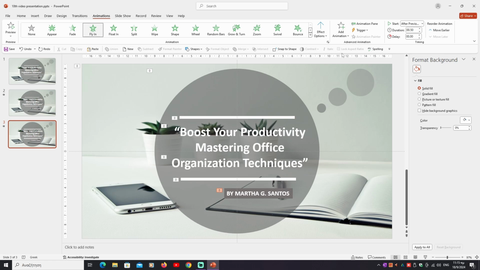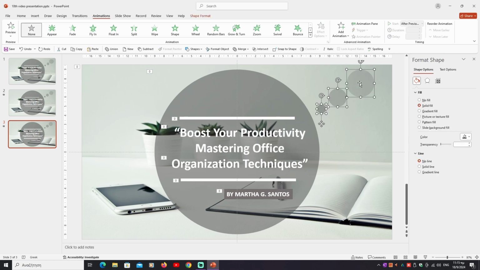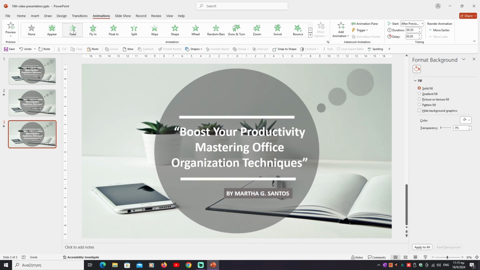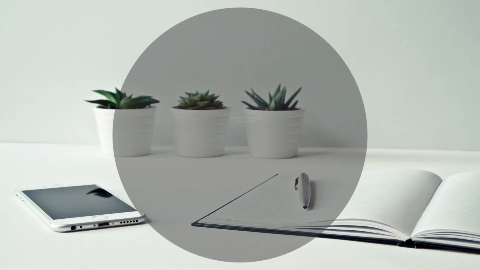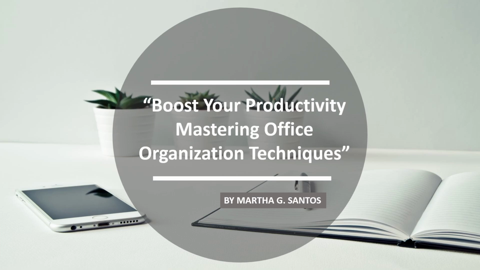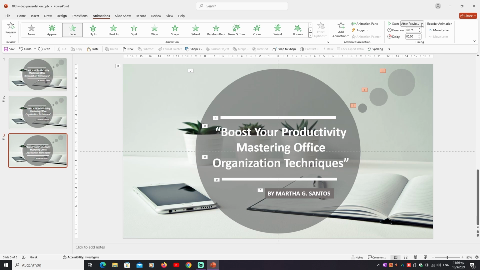We go to the 3 more circles, click, click, click, shift and click, entrance fade, start after previous, duration 0.75. And now we go to the slideshow button to see the result. We see start after previous. We forgot it again.